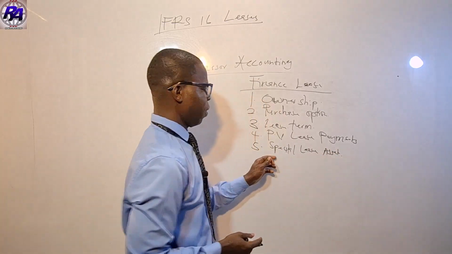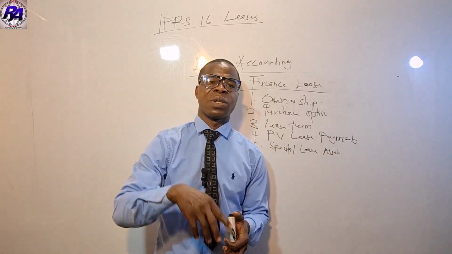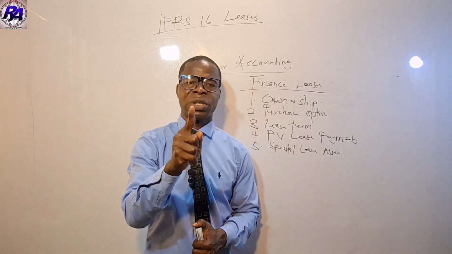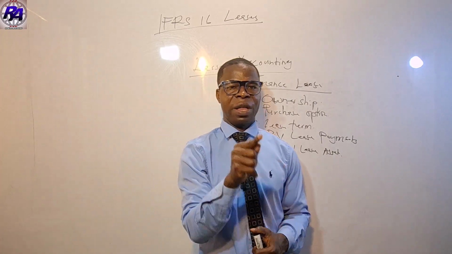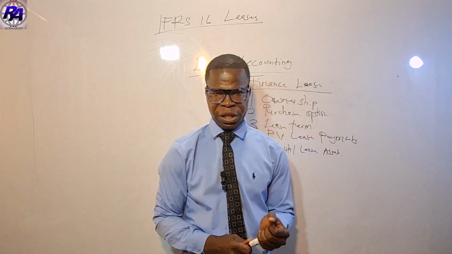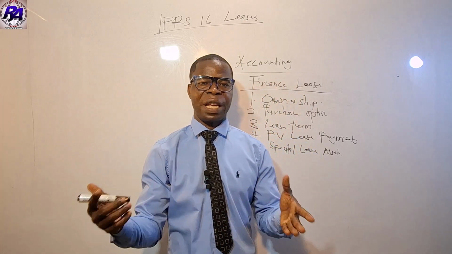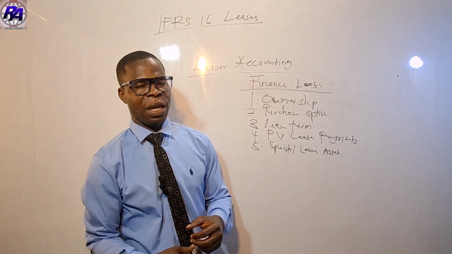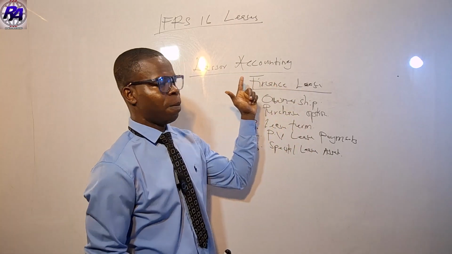So the 5th one is when the lease asset is of a special nature and it can only be used by the lessee without any major modification. So for instance, the operation of the asset can only be done by the lessee. When that happens, we are saying that it is a finance lease.